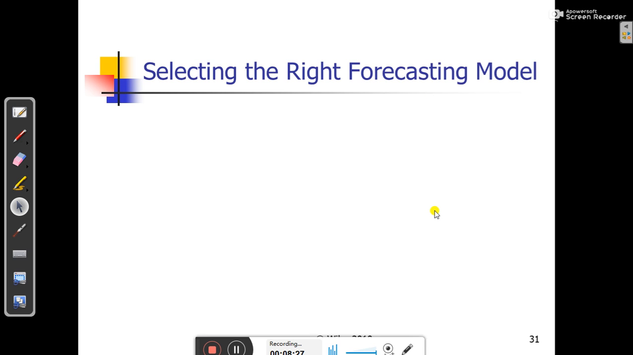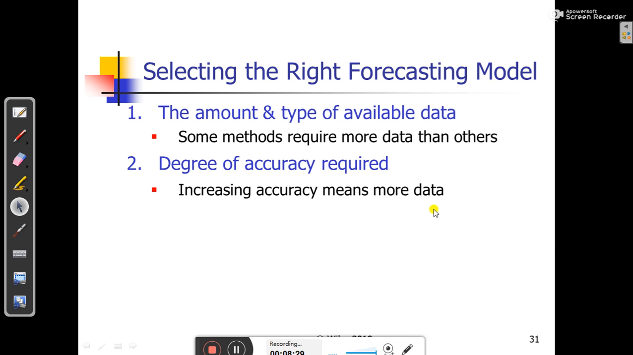So, selecting the right forecasting model. The amount and type of available data is the main point of forecasting. Some methods require more data than others, and some might require less data than others, and the degree of accuracy is required. So using the equation of the accuracy or errors, we can find out the degree of accuracy. Increasing accuracy means more data. So obviously when you give more data input, then your error might decrease in some time.